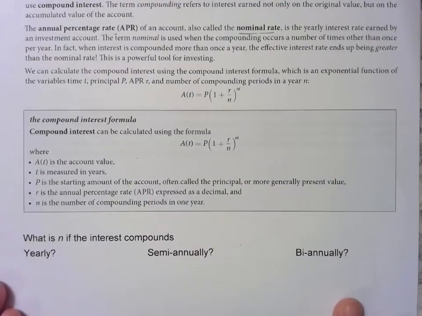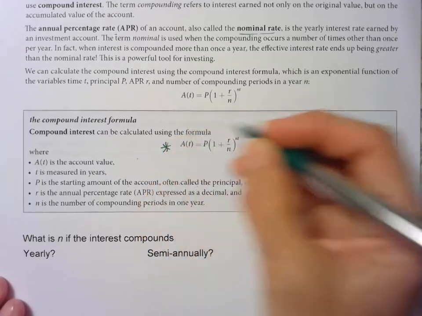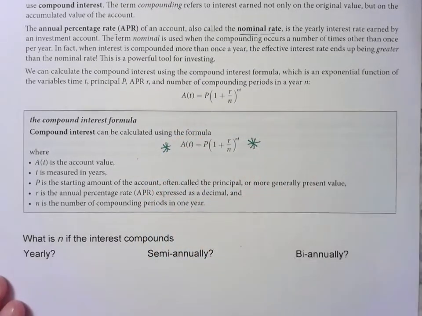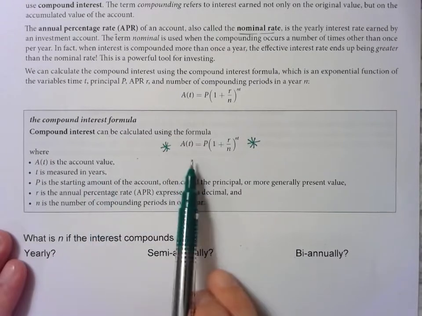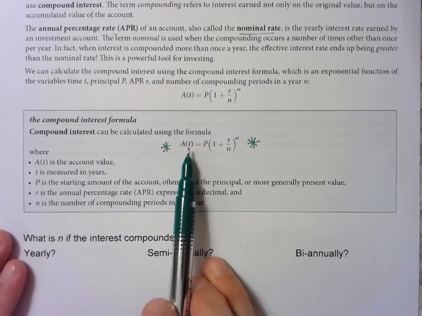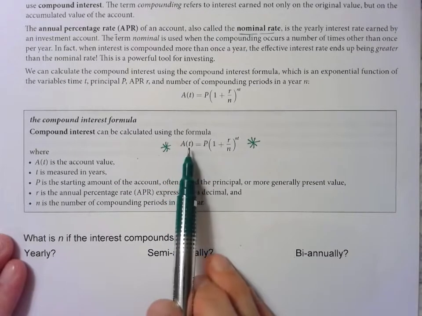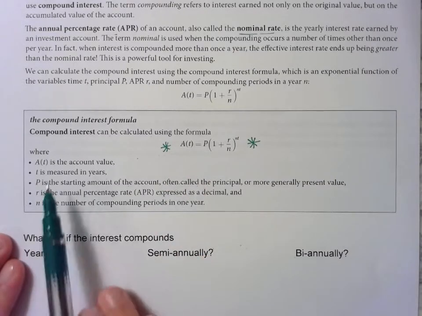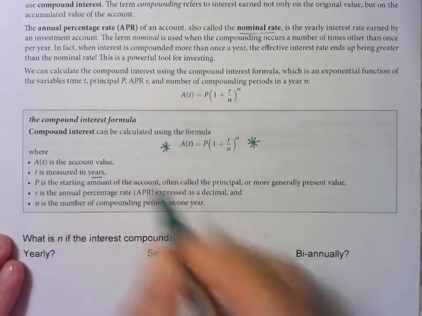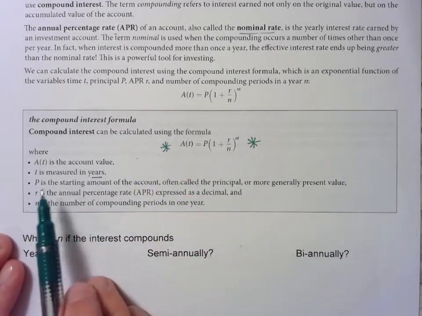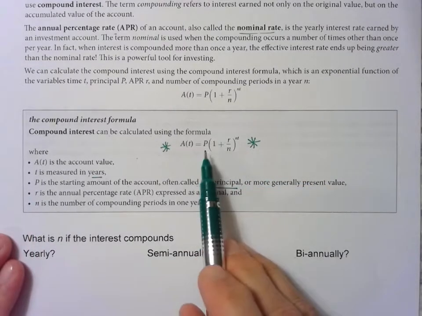This is your formula for compound interest. And if you're in my class, you need to know this formula. Okay? A of t is the account value. This means amount at time t. Usually this means the final amount after so much time has passed. T is always measured in years in this formula. P is the principal or the starting amount.